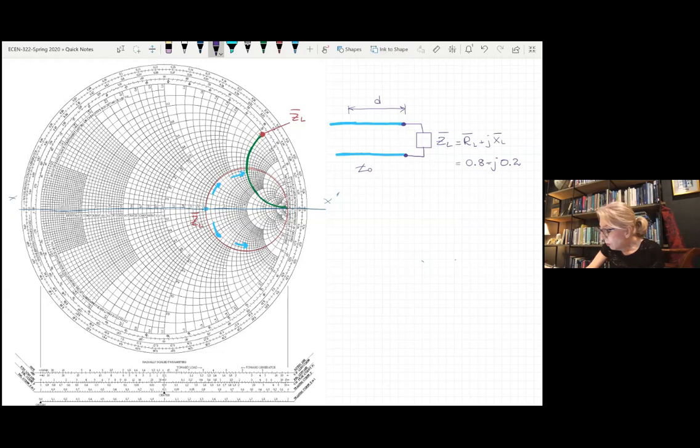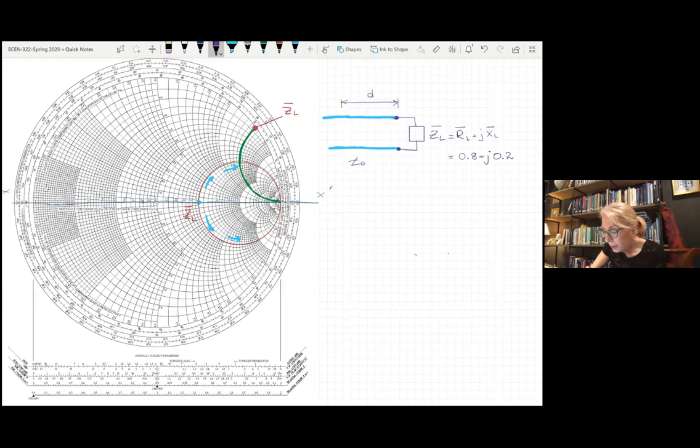Okay, let's try to find it first of all. So 0.8 is somewhere here. The resistive part is the circle that goes through this point here. You see that point? It is the circle that goes through this point. Then we have to follow the circle and we have to go down, because that's where the negative values are for the reactance. The reactance is minus 0.2 here, so I will follow this circle. And that's my point. That's my new ZL.